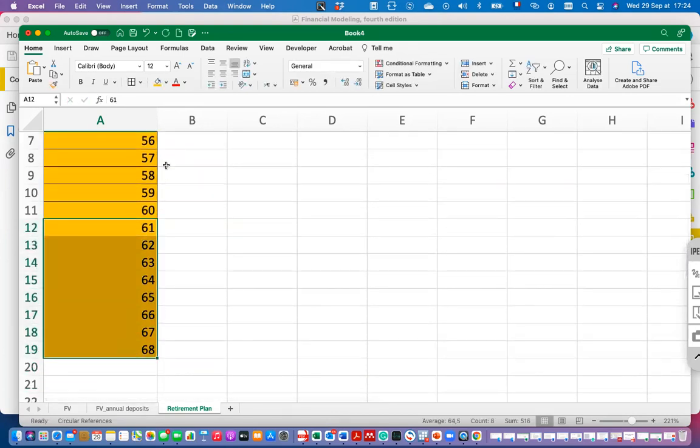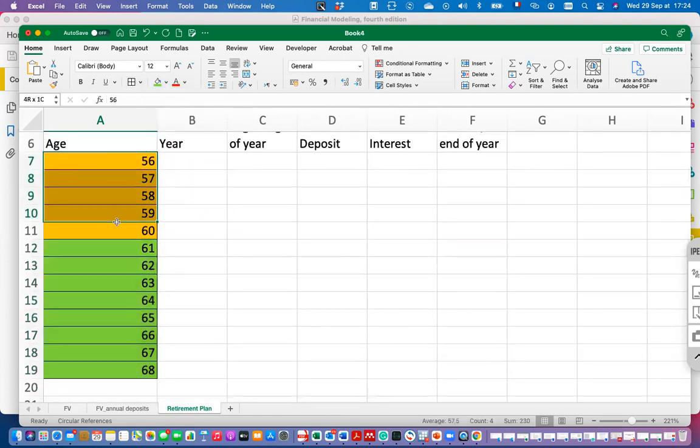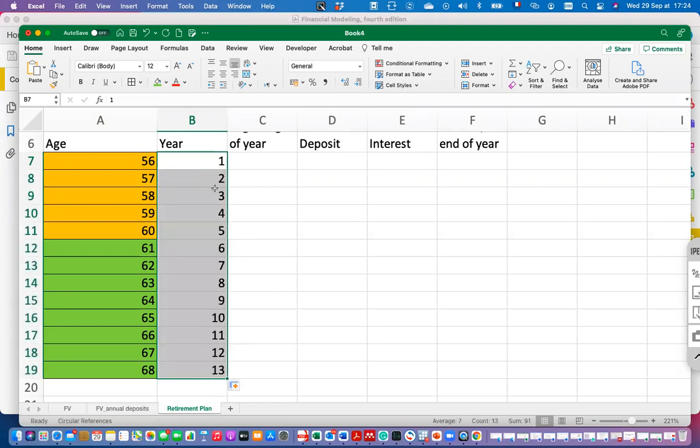So I put them in a different color. These are my working years with the orange colors, and with the green colors, these are my retirement years. So my plan will cover 13 years. The first 5 years are the working years, and the 8 remaining years are my retirement years.